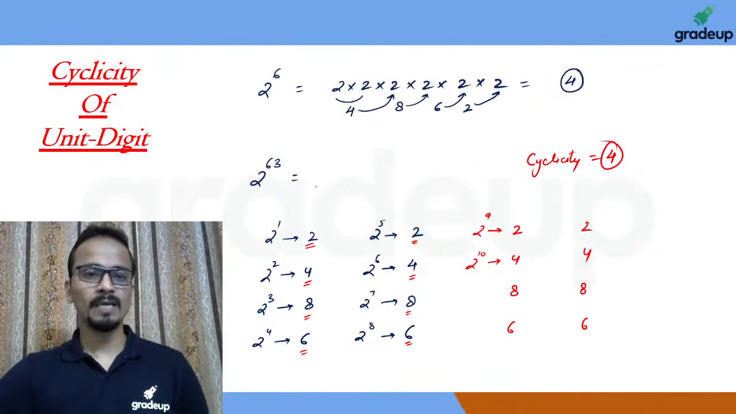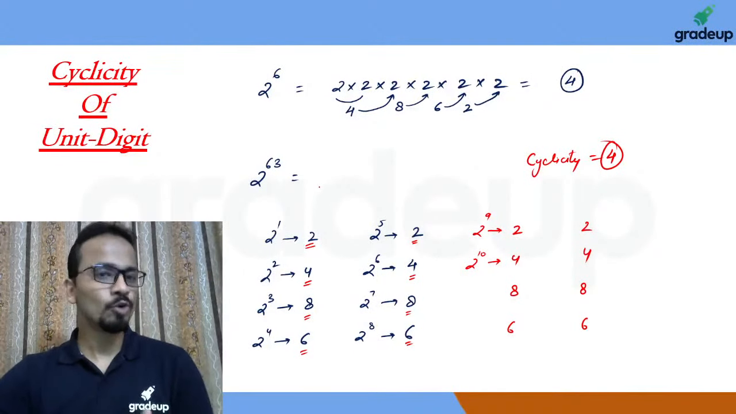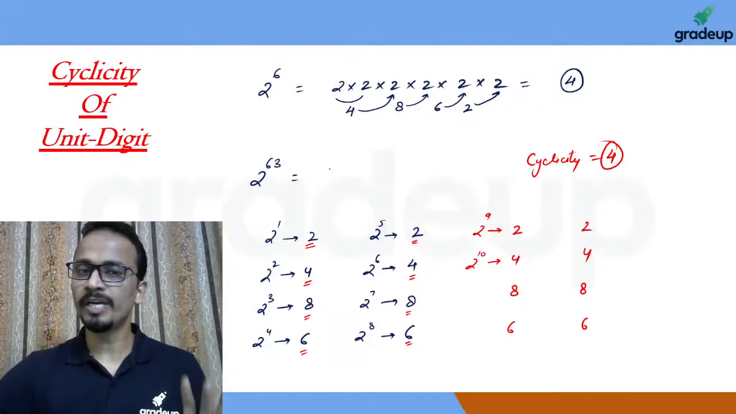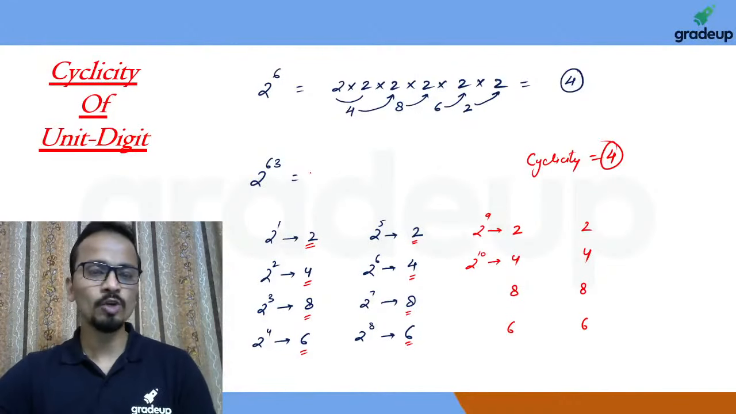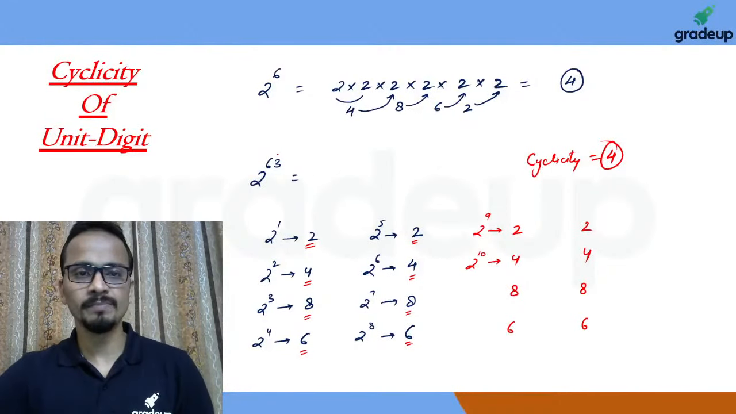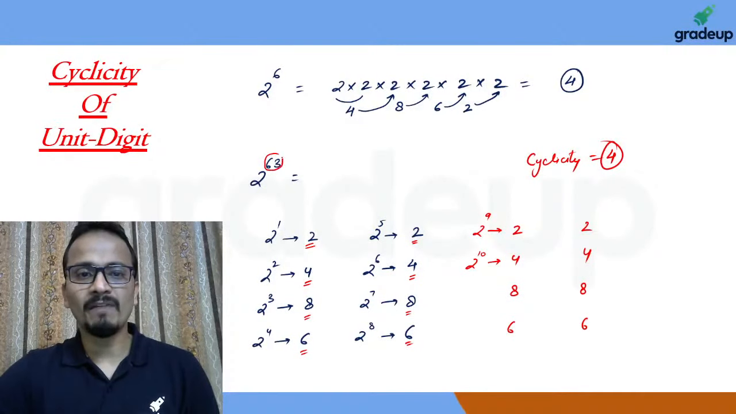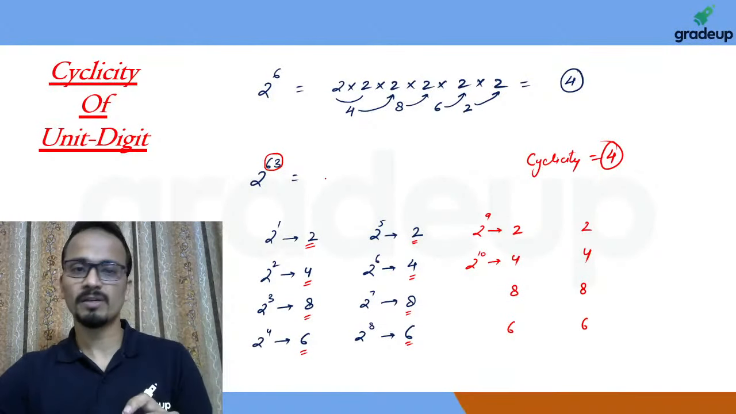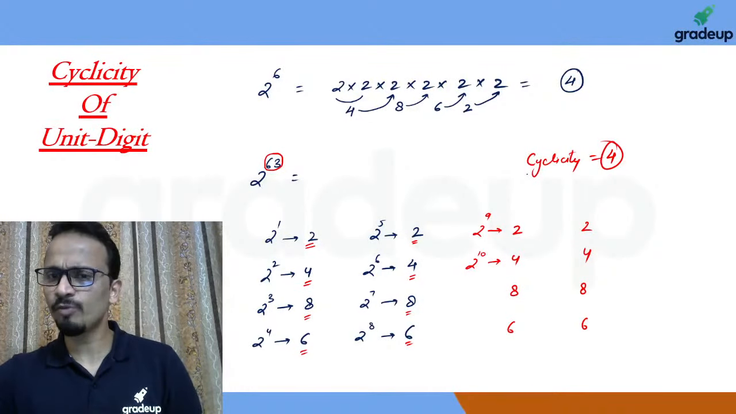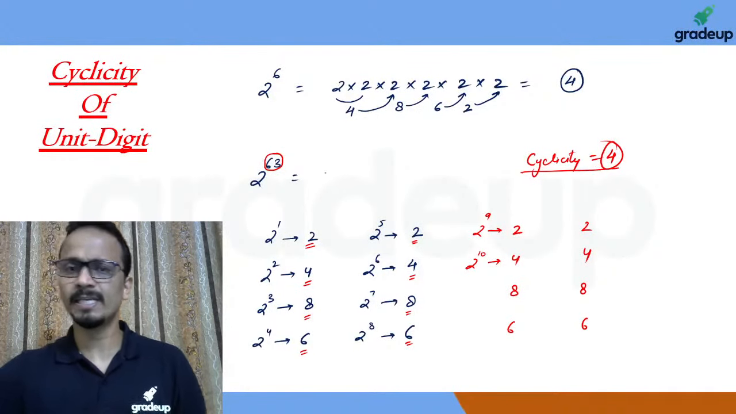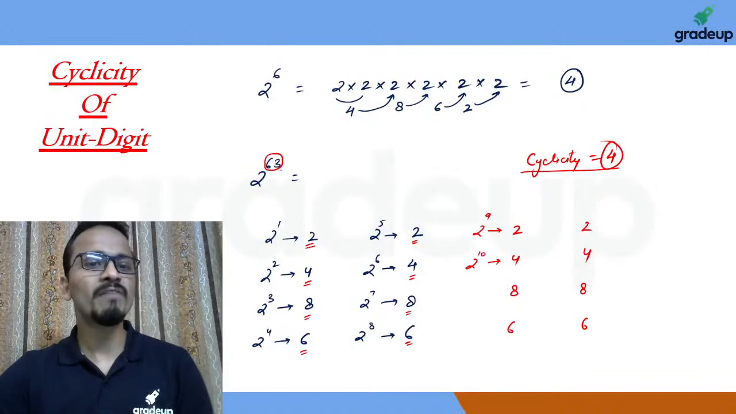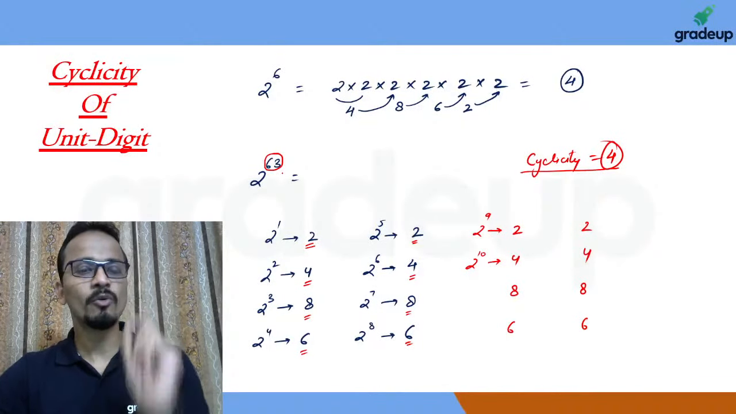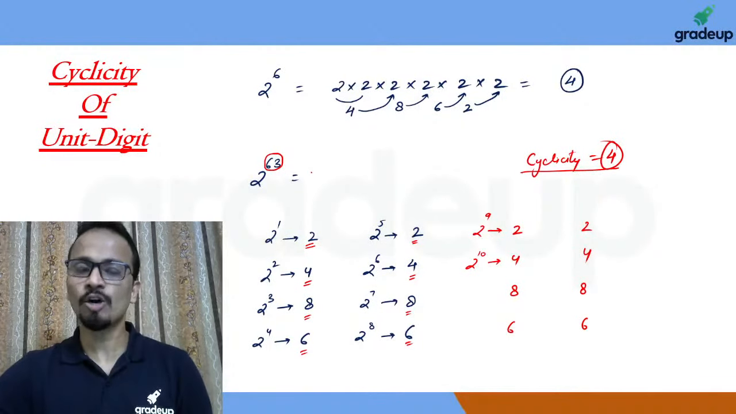All right. Now that means after every fourth power, the unit digit will repeat. So what you may do, in order to save your time, is look at the power. Here it is 63. Now divide this power by 4. Why by 4? Because 4 is the cyclicity here. So divide this power by 4 and write the remainder. Keep track of the remainder.